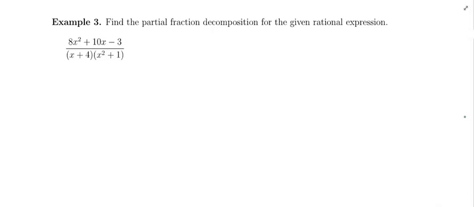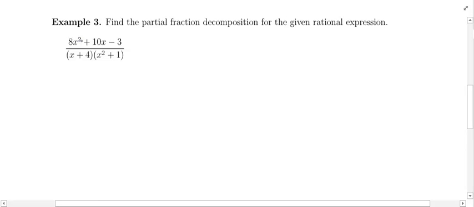Example 3 says find the partial fraction decomposition for the given rational expression. We have 8x squared plus 10x minus 3 over x plus 4 times the quantity x squared plus 1. First thing we need to do is compare the degree of the numerator to the degree of the denominator. The degree of the numerator is 2. The highest power of x is 2, so this is degree 2.